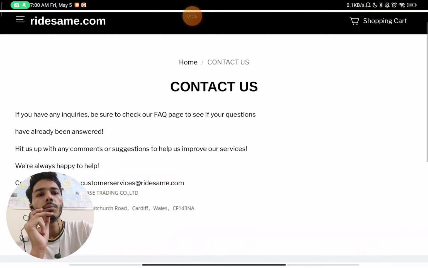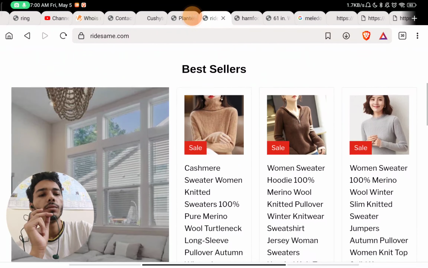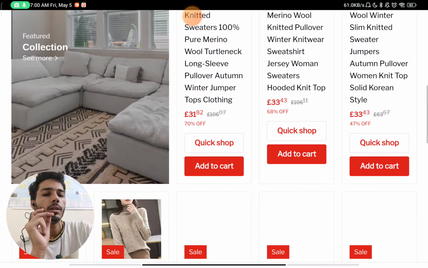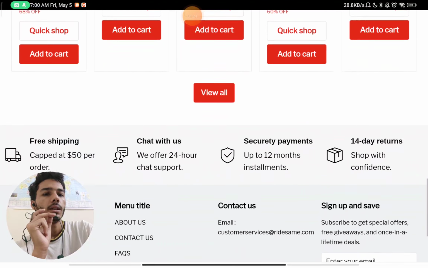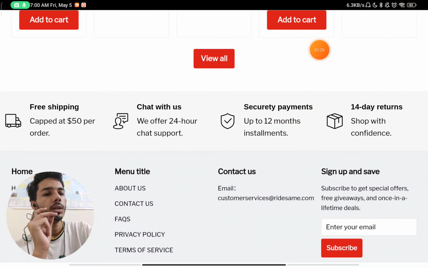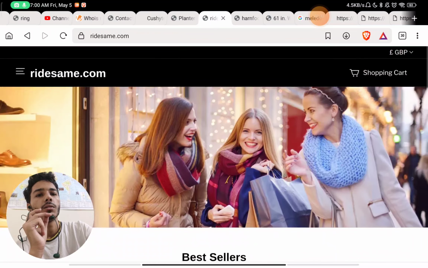And the products, if you look at the website, none of the products have any reviews, and also the interface of this website is very bad, I would say. And they have written here that they offer 24-hour chat support, but I cannot find this option on this website. That is also a red flag.